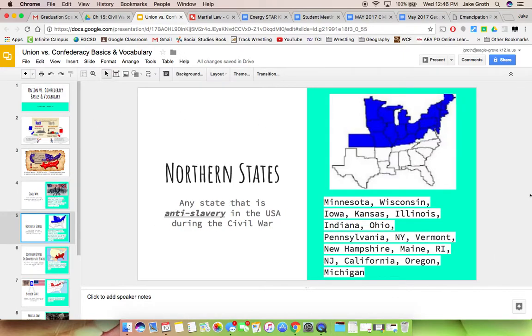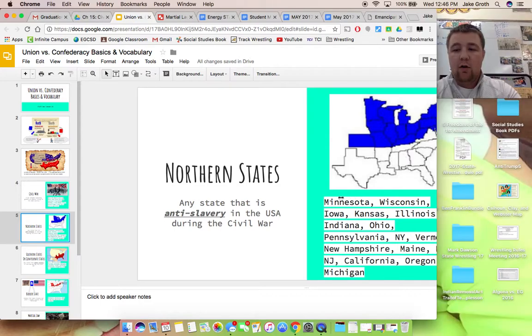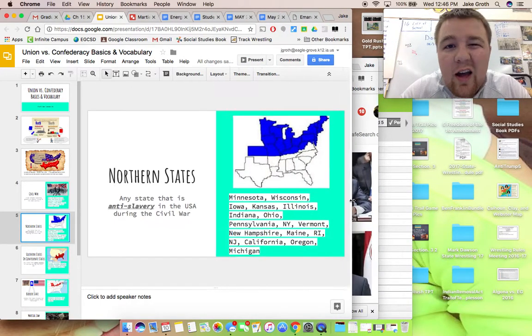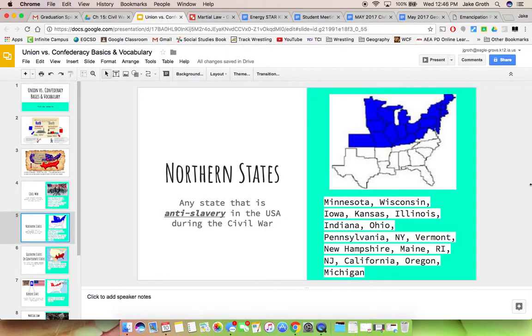Okay, northern states. Northern states are states from the north. How about that? So you've got Minnesota, Wisconsin, Iowa, Kansas, Illinois, Indiana, Ohio, Pennsylvania, New York, Vermont, New Hampshire, Maine, Rhode Island, New Jersey, California, Oregon, and Michigan. These states were all anti-slavery states.